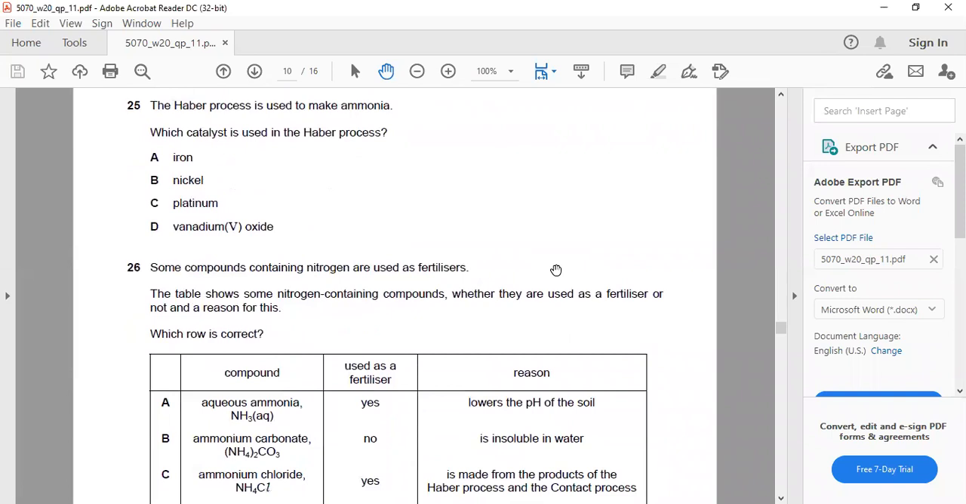25 looks simple, the Haber process. Non-metal, we have to revise. Catalyst in the Haber process: iron. Let's go for now.